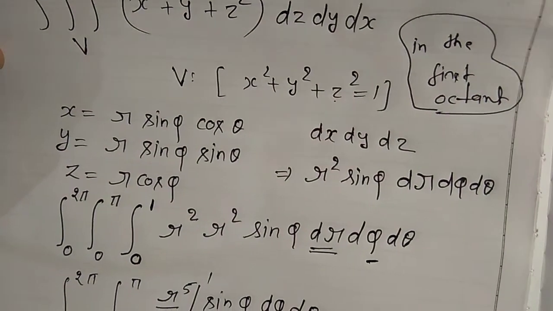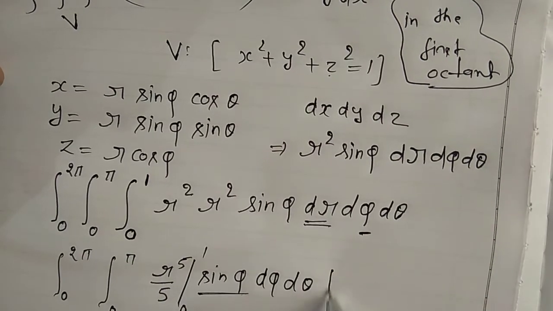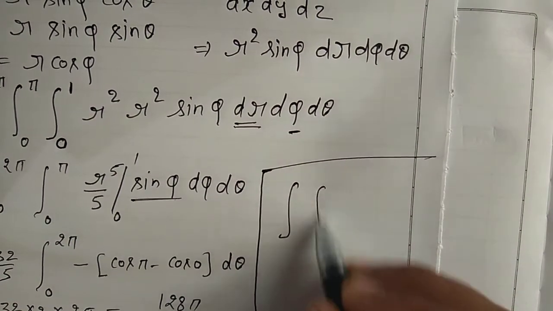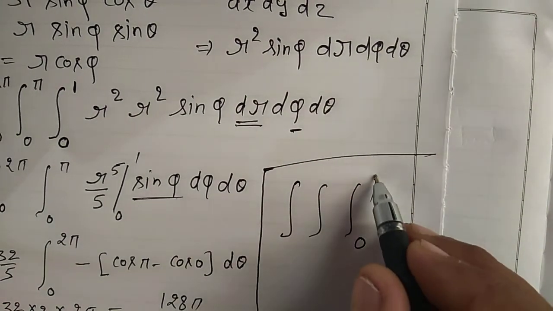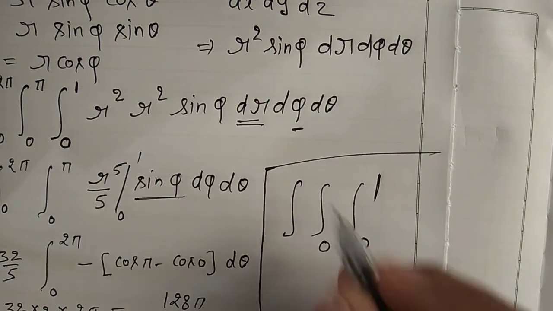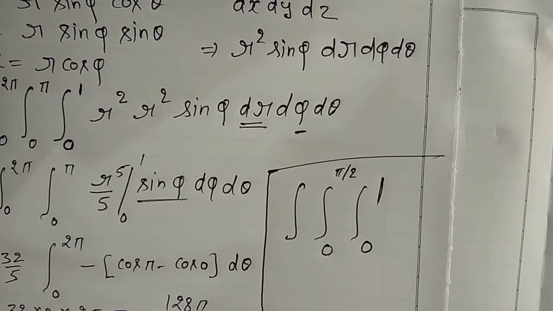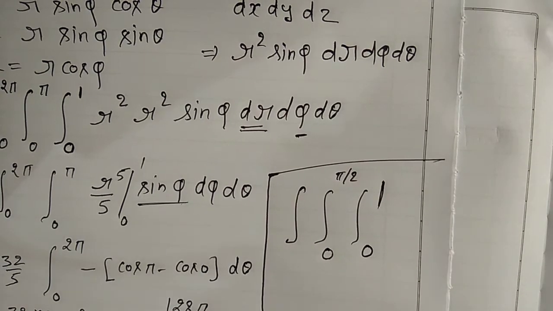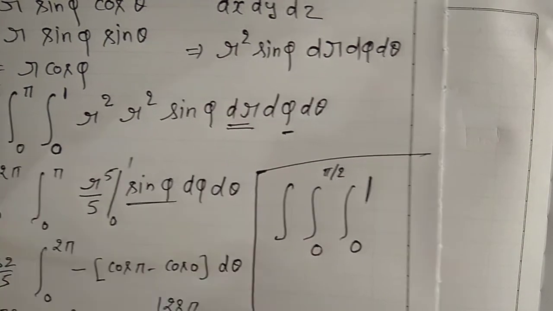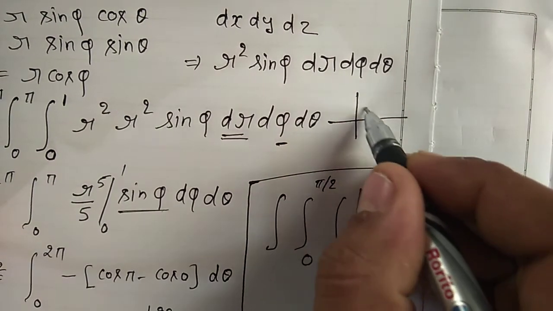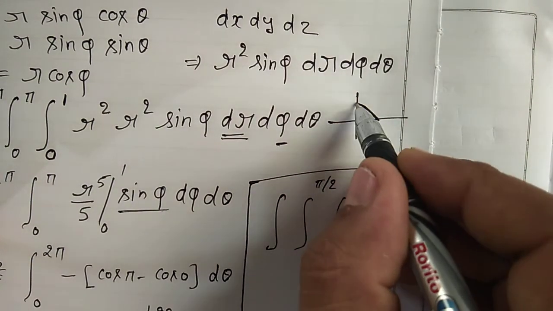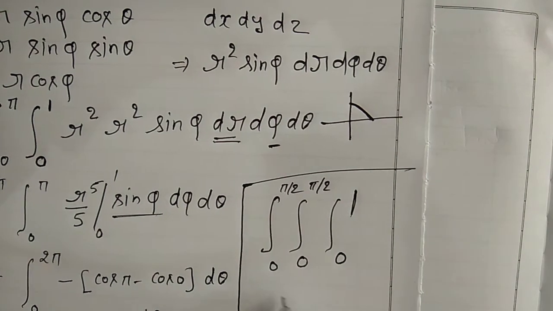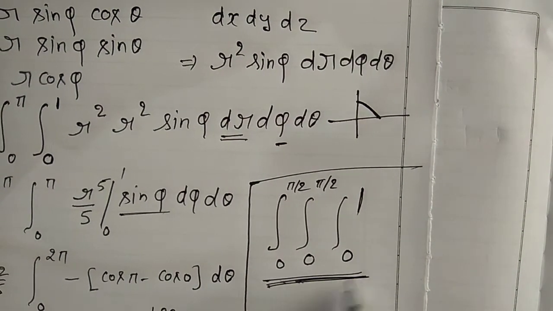So in the first octant, what is the limit? The r limit will be 0 to 1, and in the first octant the phi limit will be 0 to pi by 2, because your maximum angle can be pi by 2 in the first octant. And the theta limit, if you go for the circle in the first octant, so if this is the circle, okay, so this is the first answer. The theta limit will be 0 to pi by 2 and the phi limit will be 0 to pi by 2. So this is the limit for the first octant in the same problem, okay.